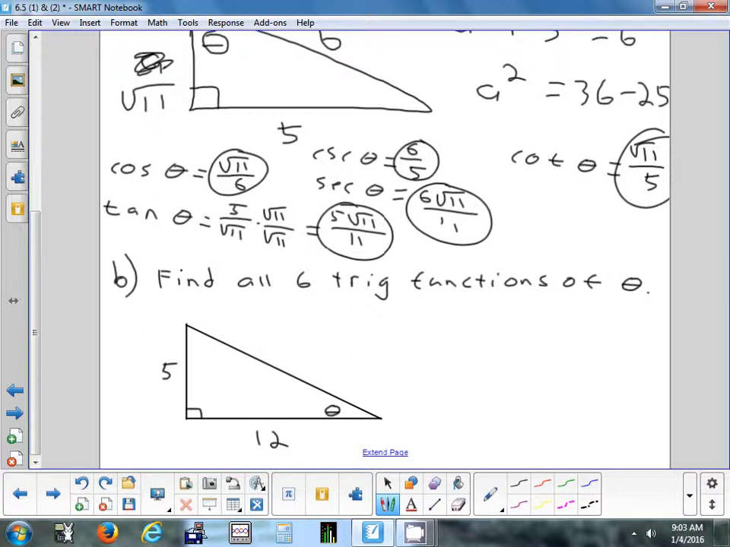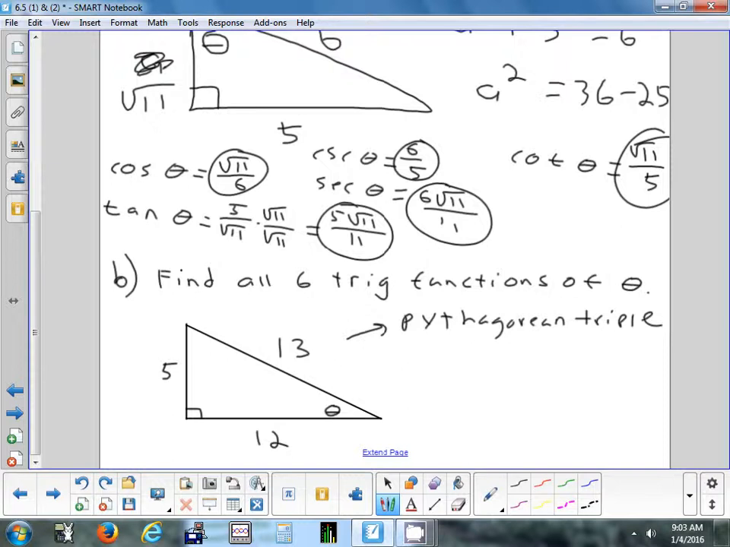It comes out nice. It is 13. If you go through the Pythagorean theorem, you'll get that. And this is called a Pythagorean triple. A Pythagorean triple is a triangle where all the sides are integers, no decimals.